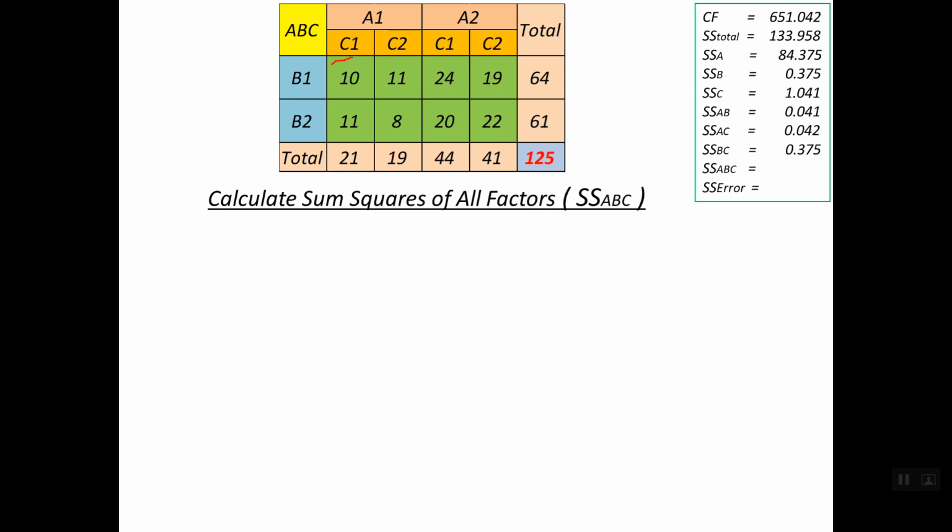For example, we have this value here, which represents group A1, B1, C1, with a total observation of 10, and the number of observations inside this cell is equal to 3. But before starting the calculation, this is the original formula. We should first calculate the SS for the subtotals for the 3 factors A, B, C, and all of these SS are already calculated.